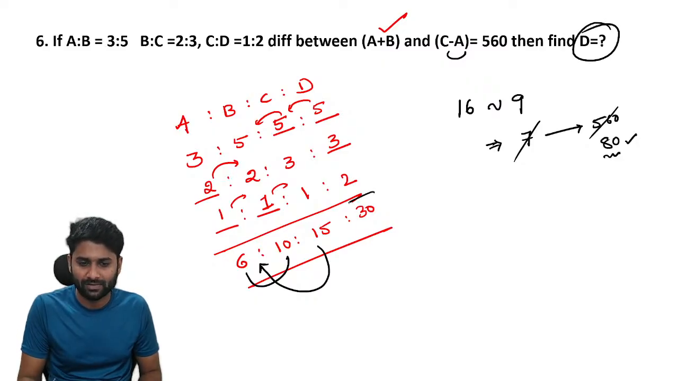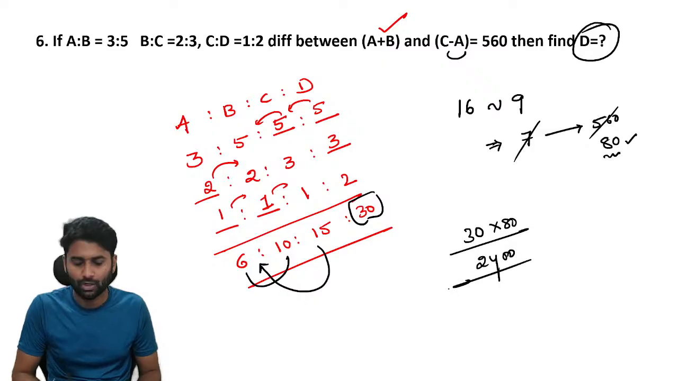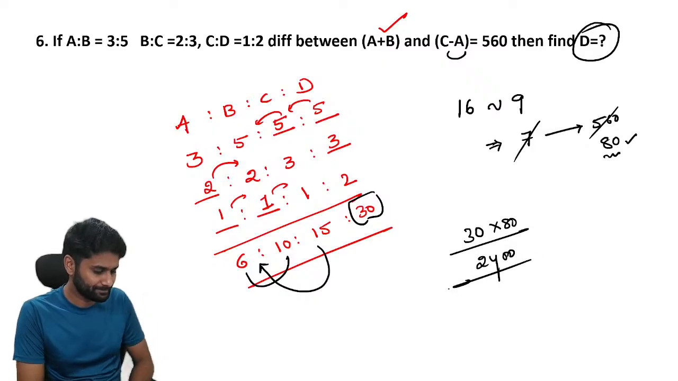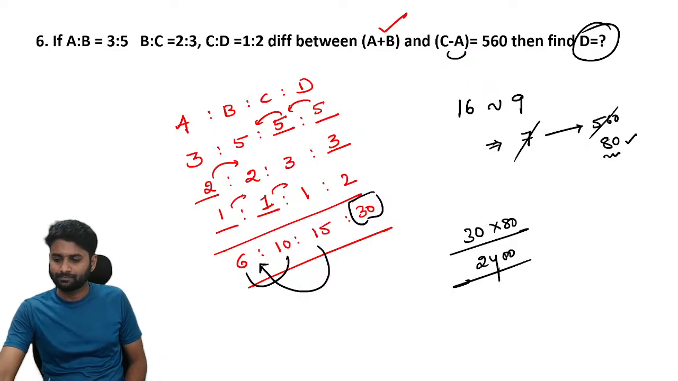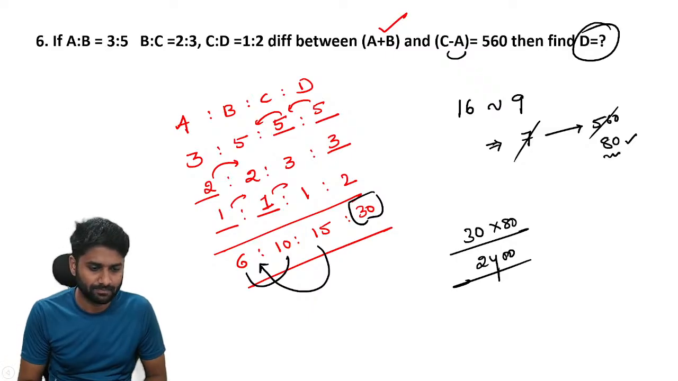Find the value of D. So according to that, we are assuming 30 units. The original number is 2400. Clear?